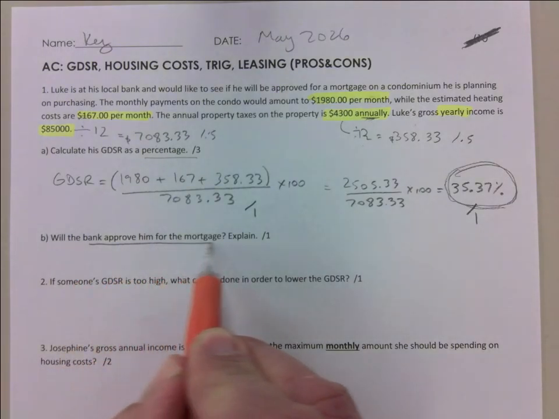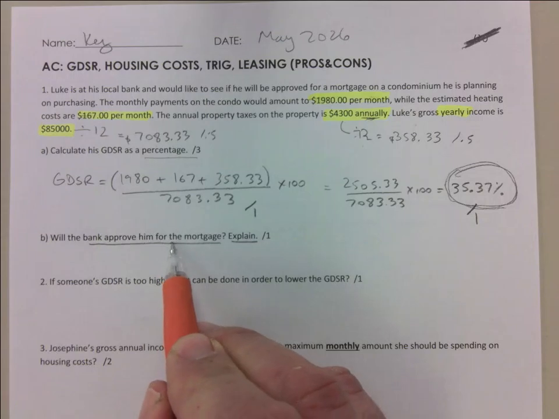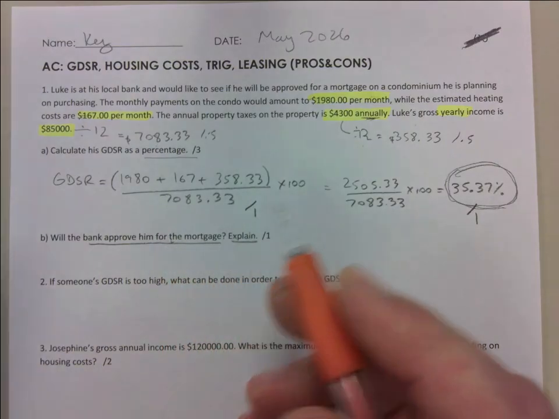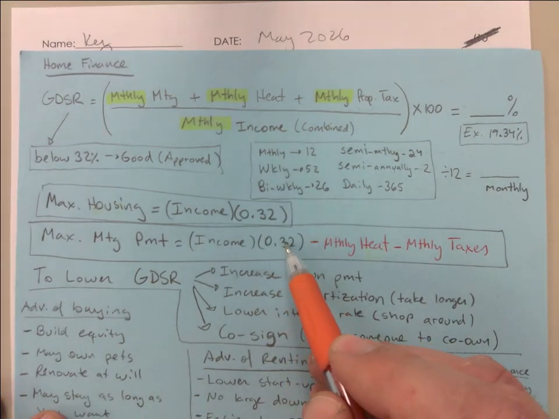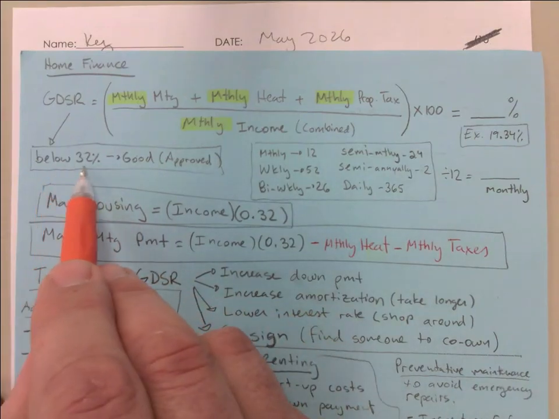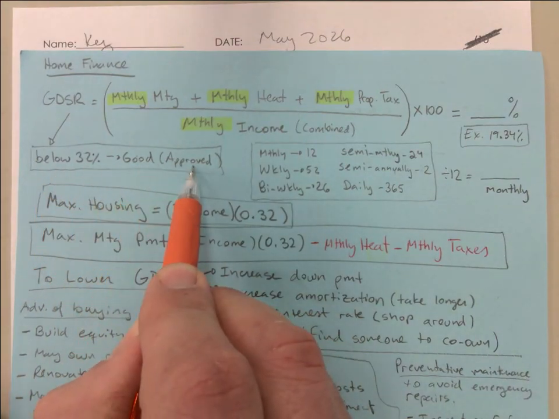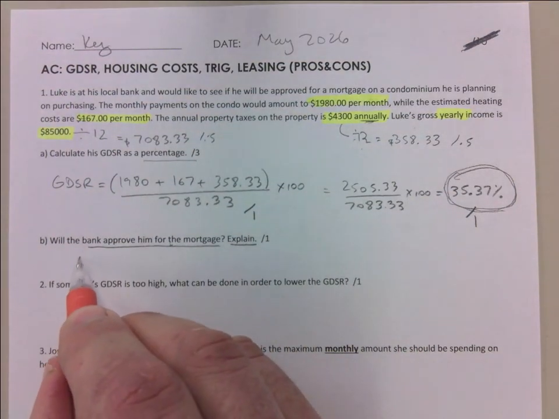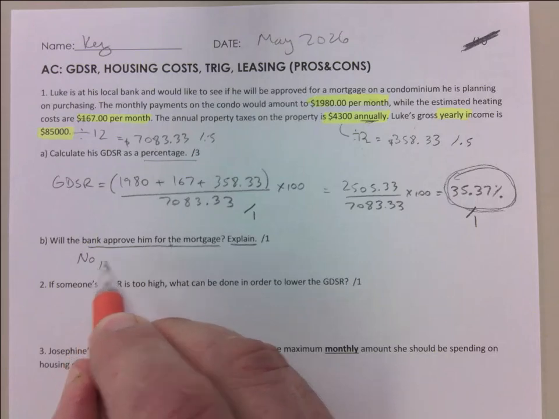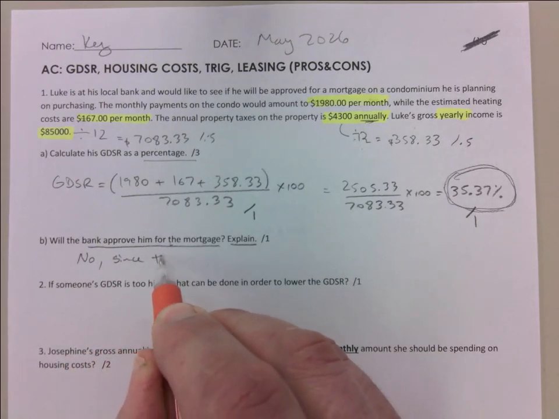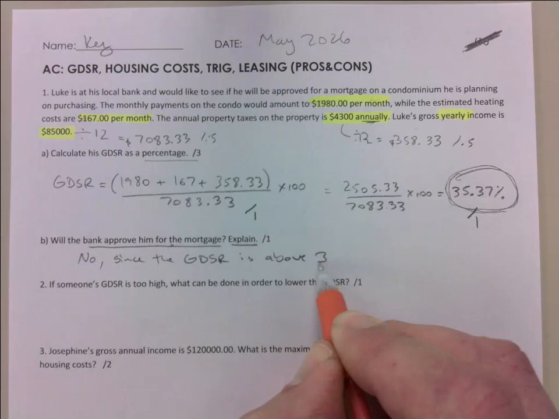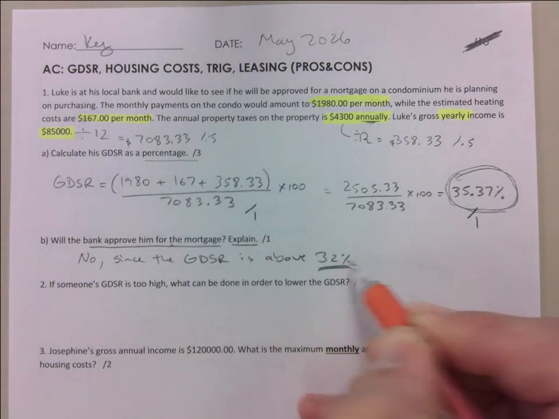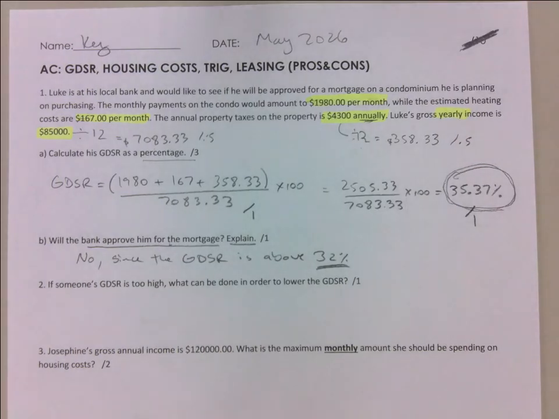Will the bank approve him for the mortgage? Explain. What do you need to mention here? The 32%, the magic number. Below 32 is good, you could get approved. So in this case, you will have to say no. You will not get approved since the GDSR is above 32%. You mentioned the 32, that's the only way you're going to get a mark there, unfortunately.